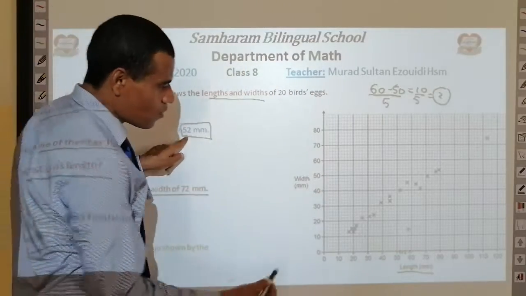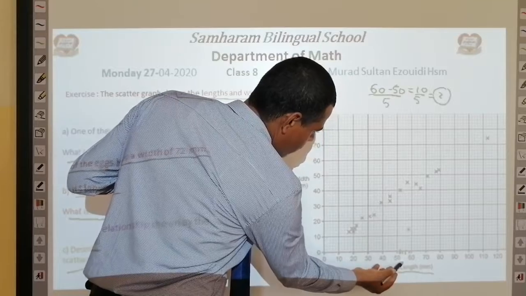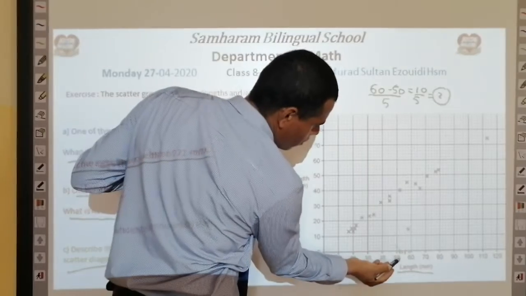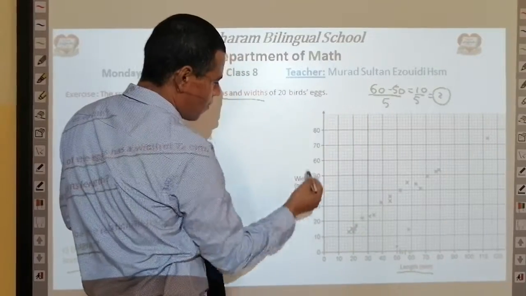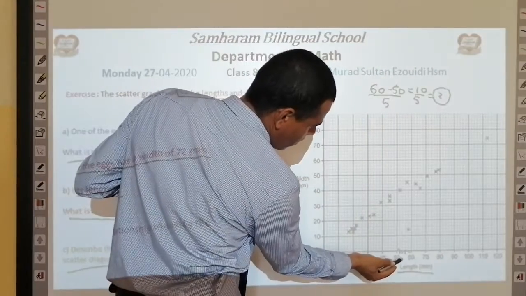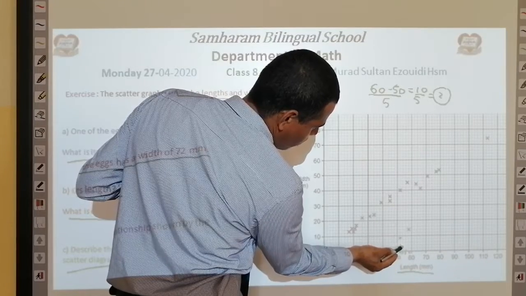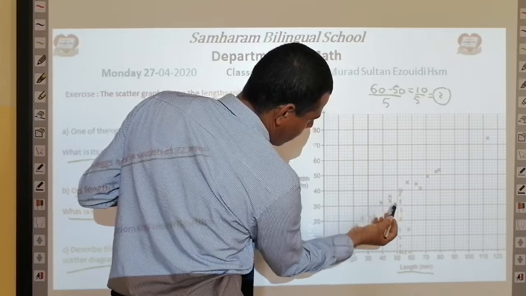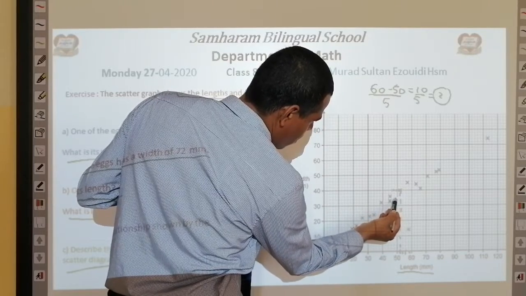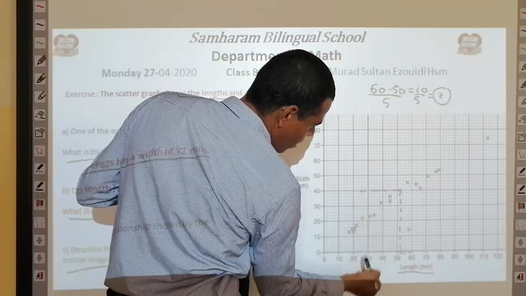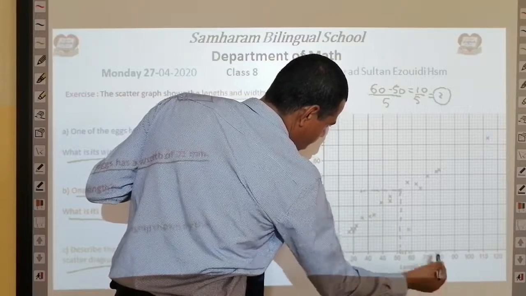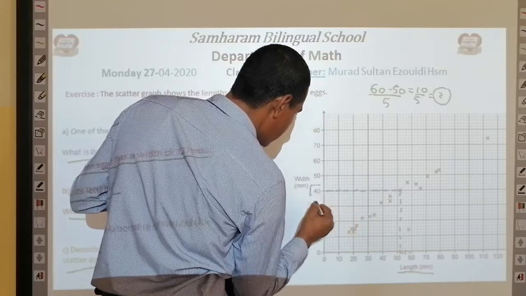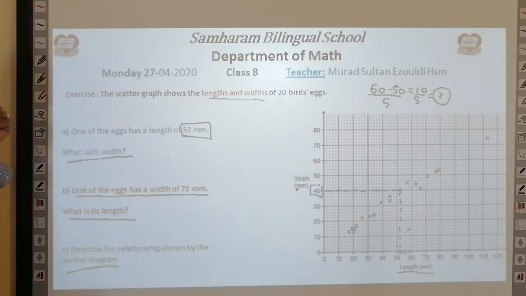So at 52, just draw a line parallel to the width axis. You can make it a dashed line if you like. Then at this point, draw a horizontal line parallel to the length axis. So what is the answer, my kids? The width should be 40 millimeters.